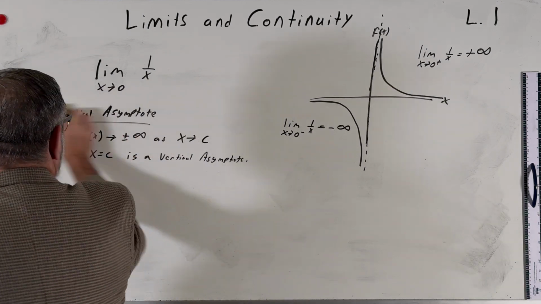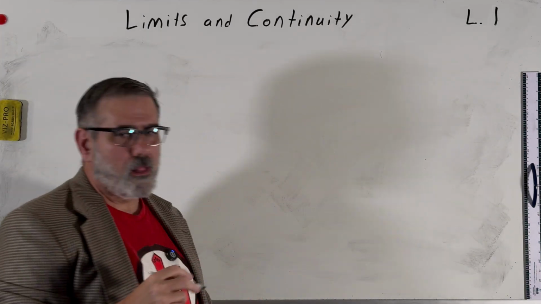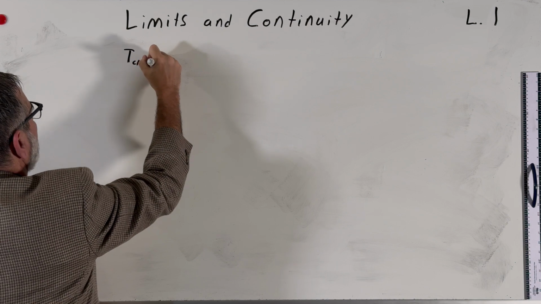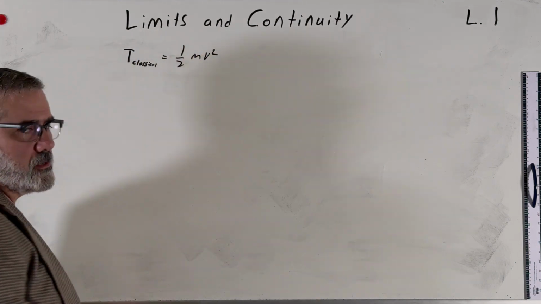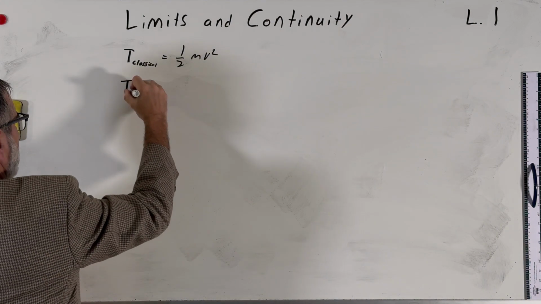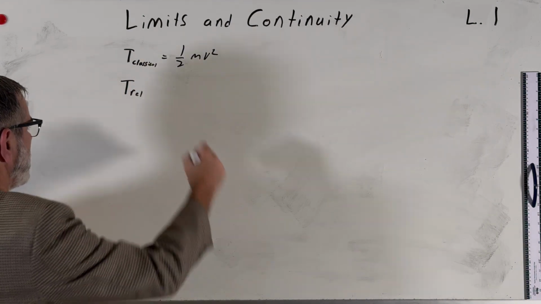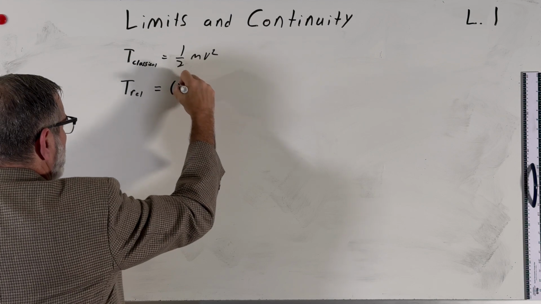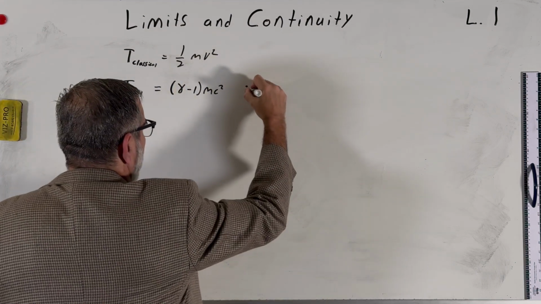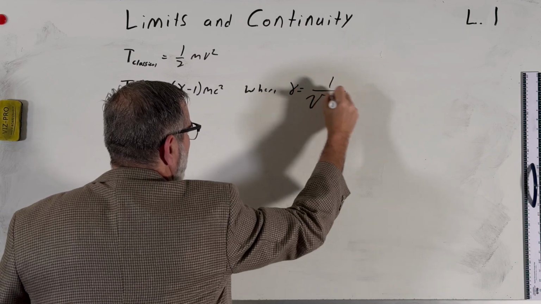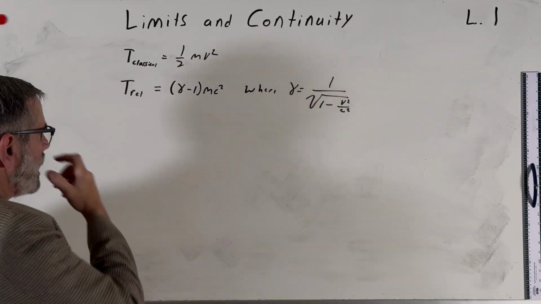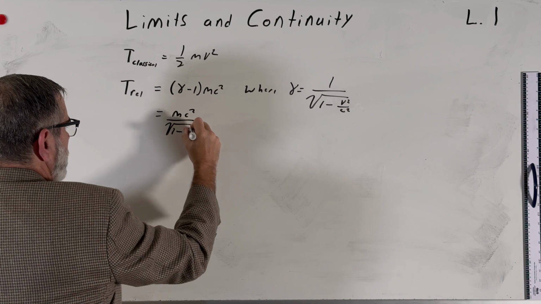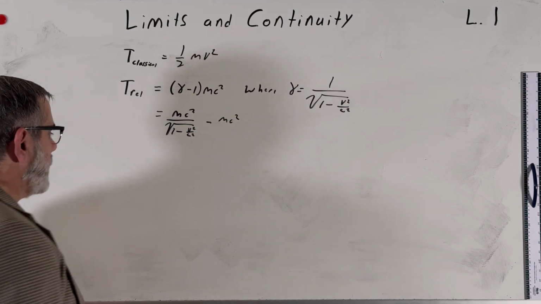So let me do an example of a vertical asymptote. This is an interesting example, I think. In physics, we have this notion of kinetic energy. The classical kinetic energy, we'll call it T classical, is 1/2 mass times velocity squared. But there's a relativistic kinetic energy correction that we get under Einstein's theory. It says that the relativistic kinetic energy is equal to gamma minus 1 times mc squared, where gamma is equal to 1 over the square root of 1 minus v squared over c squared.